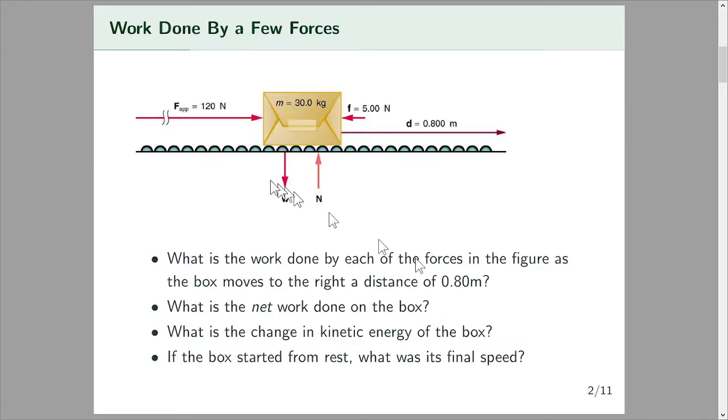We're going to say, what's the work done by each of these forces? And you should have some quick answers to that, actually, at least in some of the cases, like for these two guys. And then we say, what's the net work done on the box? So we figured out the work of each force in this question, and then we're going to figure out what's the net or total work done. Then we're going to say, what's the change in kinetic energy of the box? And finally, if the box started from rest, what was its final speed?